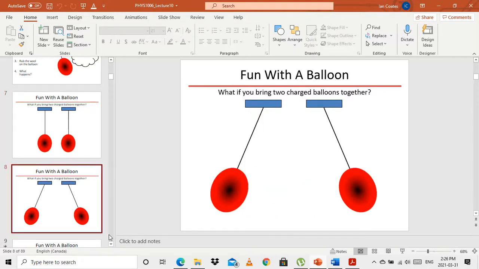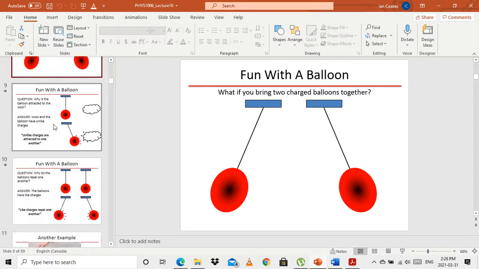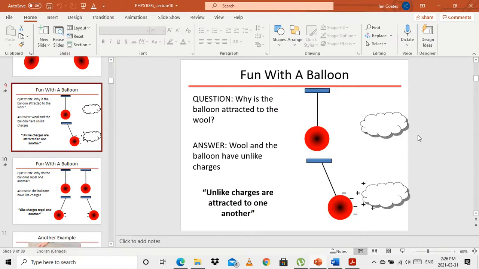You can see in the other window because I have the window open here. Of course, if they're both negative, they will repel. If they're both positive, they will both repel. Why is the balloon attracted to the wool? Just going back 2 slides. You can say that the wool and the balloon have unlike charges. Positive, negative will attract.